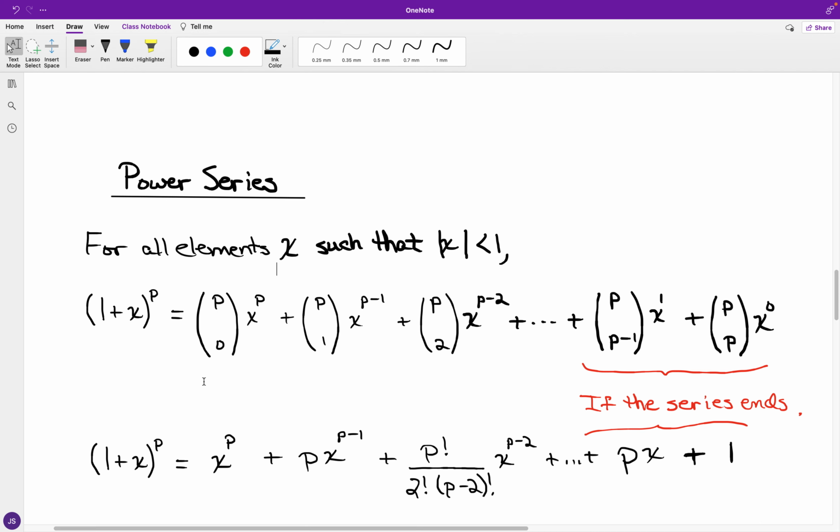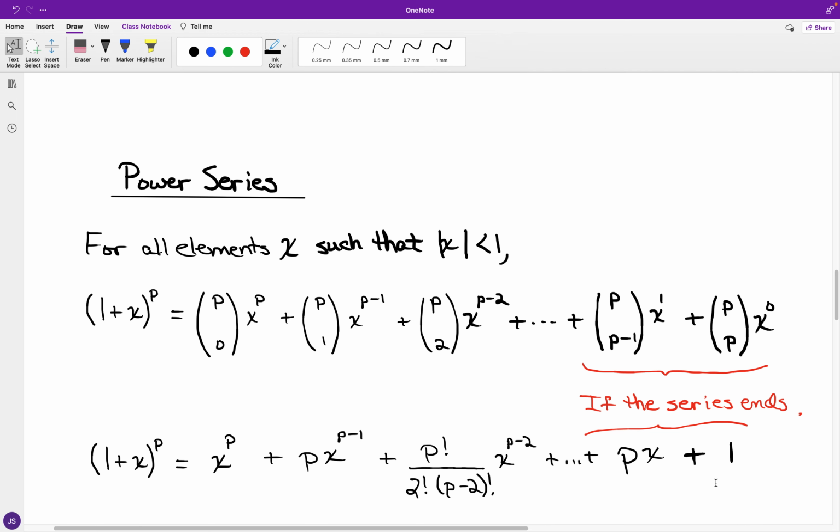So for what we have here, P taking none at a time is 1, so you have X to the P. P taking 1 at a time goes to P, so that's P times X to the P minus 1, and you have plus P factorial all over the product of 2 factorial and the quantity P minus 2 factorial times X to the P minus 2. And again, since I don't have the bottom number at 0, 1, P minus 1, or P, this is not automatically reducible. And for the last elements, you have P times X to the first, and we have plus 1 at the very end.